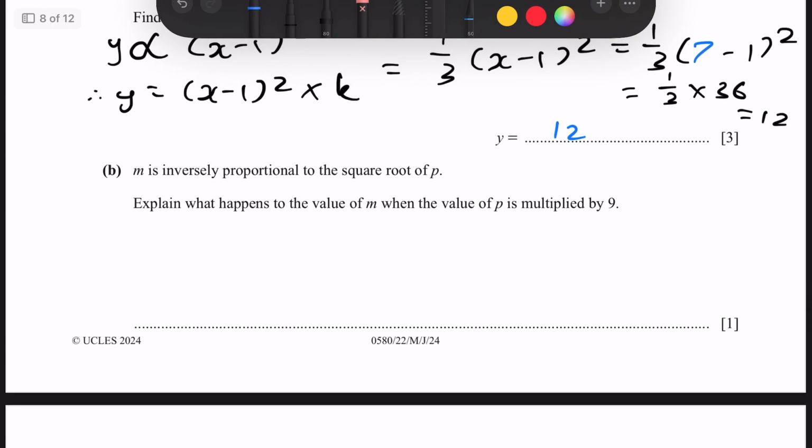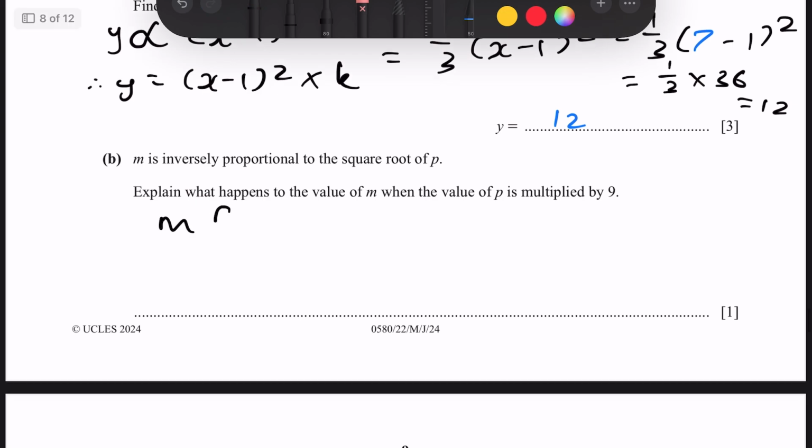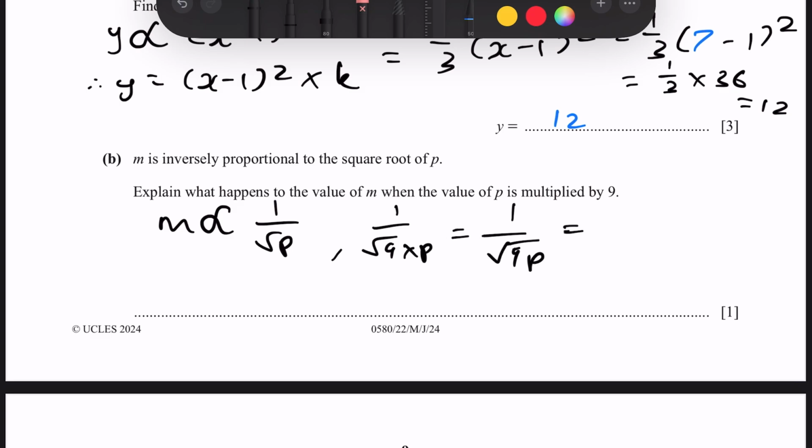Question B says, m is inversely proportional to the square root of p. So we can rewrite this as m is proportional to 1 over the square root of p. What happens to the value of m when the value of p is multiplied by 9? So when p is multiplied by 9, this would mean that 1 by root 9p is equal to 1 by 3 root p, which we can rewrite as 1 over 3 times 1 over root p.